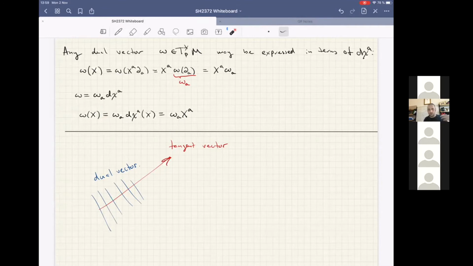Now, in Riemannian geometry, so the geometry of curved subspaces essentially of Euclidean space, and in general relativity, we're going to have something that's called a metric, which essentially is going to define an inner product for us. But in the general setting, which might be applicable to something like thermodynamics, this will not be the case.